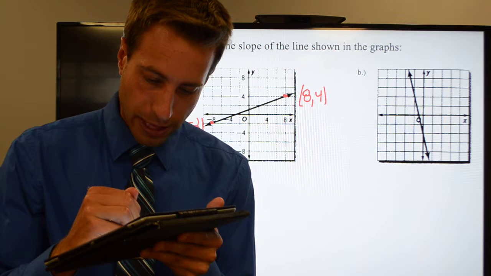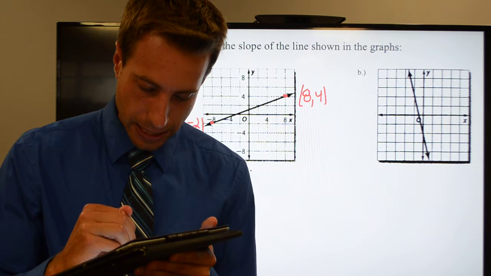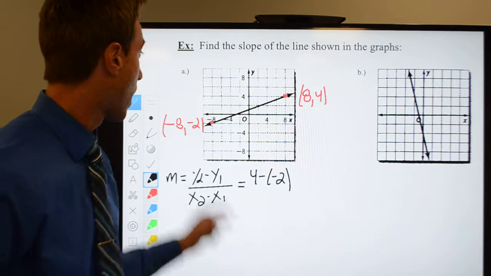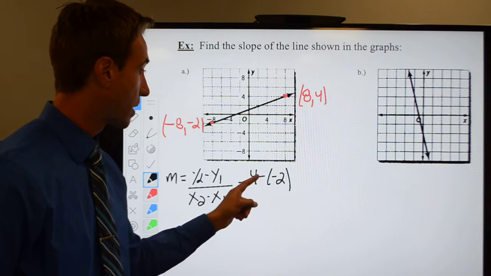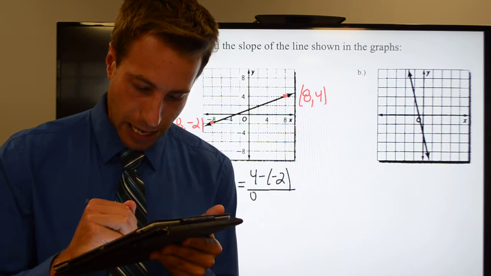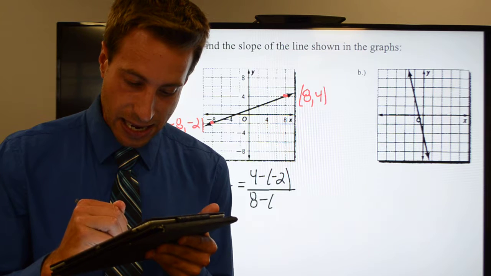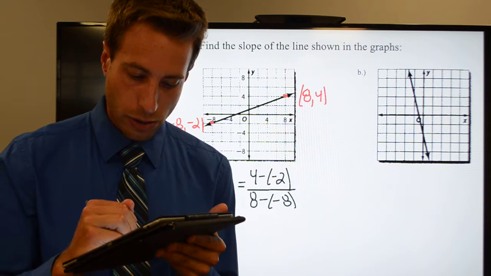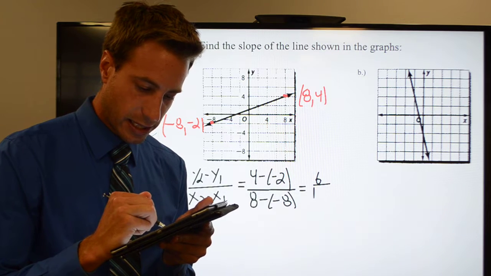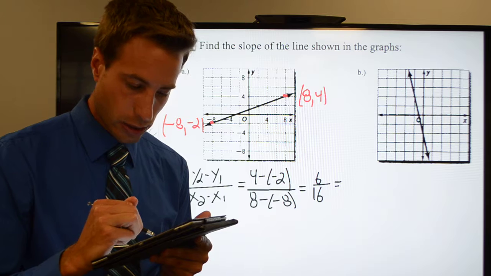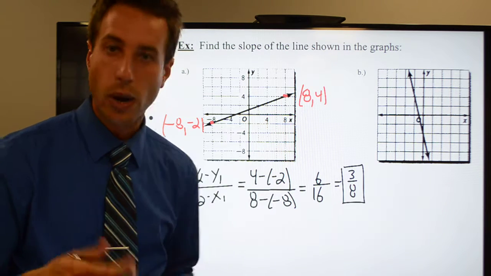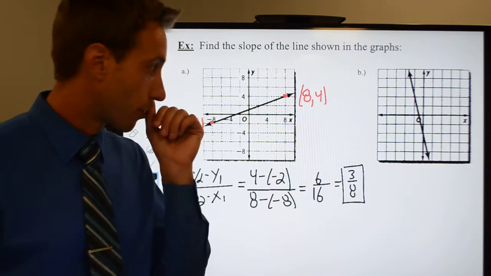What we wind up with here is a 4 minus. Careful, watch your negative signs. It's y2 minus y1, but my y1 is negative, so I should have minus a minus, all over 8. Careful, it's going to happen in the bottom: 8 minus a -8. Watch those signs. When you do that, you should wind up with 6 over 16, which is going to reduce to 3/8. So I wind up with a positive slope of 3/8.